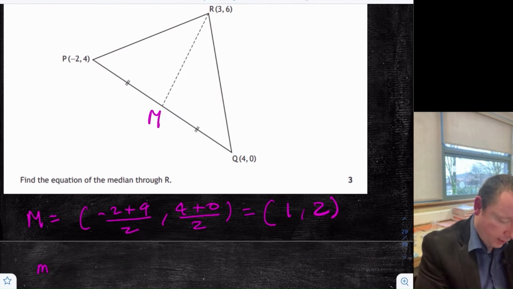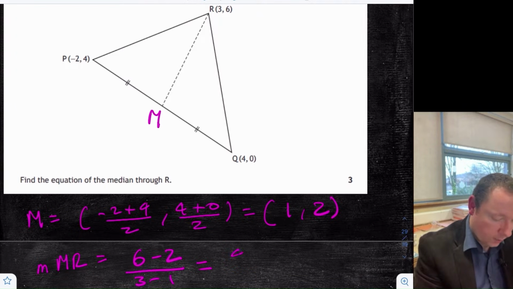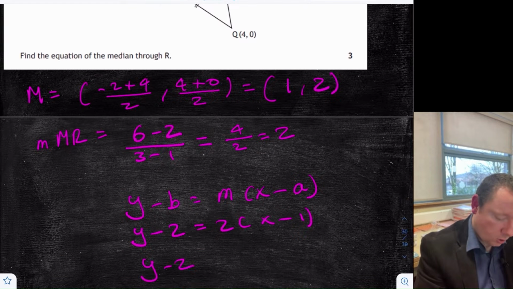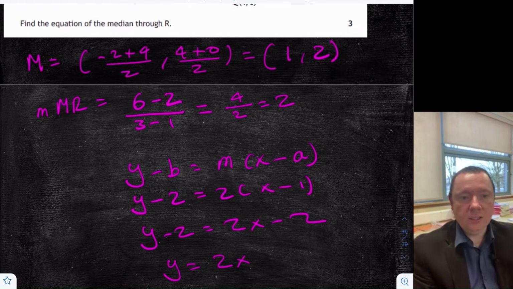So the gradient between M and R, we can do 6 take away 2, y2 minus y1, over 3 take away 1, x2 minus x1. That gives us 4 on the top and 2 on the bottom, which is 2. And now just use y minus b equals m(x minus a). So I've got y minus 2 is 2(x minus 1). Y minus 2 is 2x minus 2. So y equals 2x minus 2 plus 2, which is 2x.